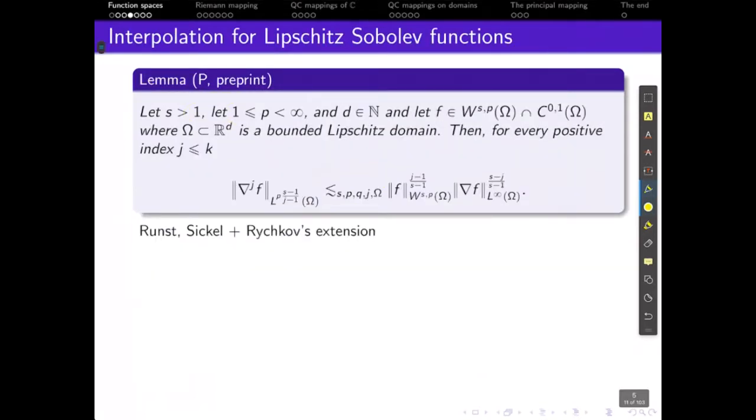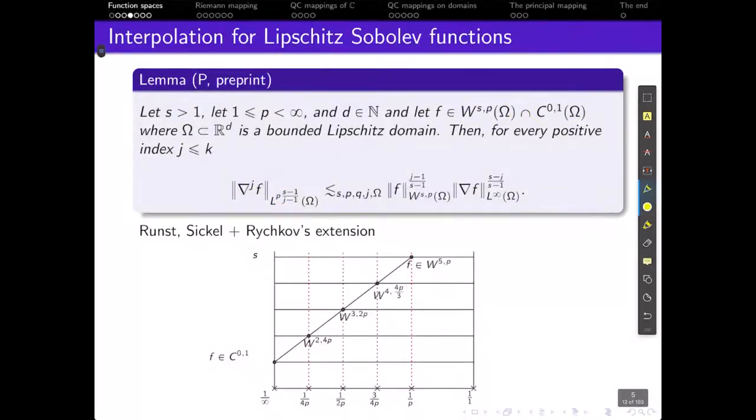The first idea that we need to use is interpolation for Lipschitz functions. So we assume that the function is Sobolev and Lipschitz, and then automatically it's in all the spaces in between. How do we write it? We say that the jth derivative of the function has some extra integrability. This may be a mess, but for me it's much clearer with the graph. If a function is Sobolev W^{s,p} and at the same time is C^{0,1}, so it's Lipschitz, then automatically it's in all the spaces in between.